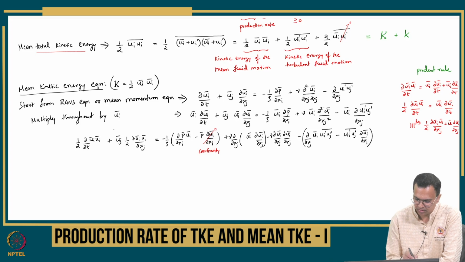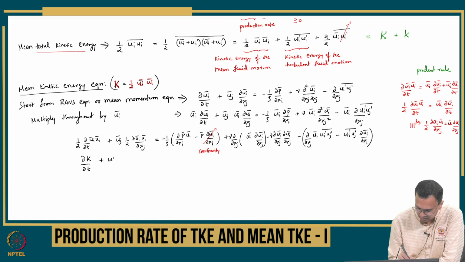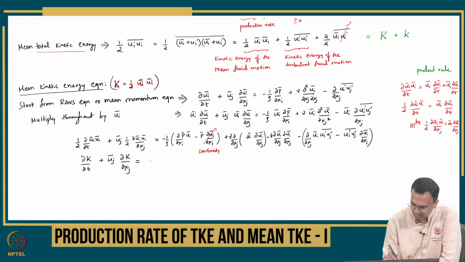As we already defined the capital K here as half of ui bar squared. Therefore, I get this as ∂K/∂t plus uj bar ∂K/∂xj, equal to the right hand side.